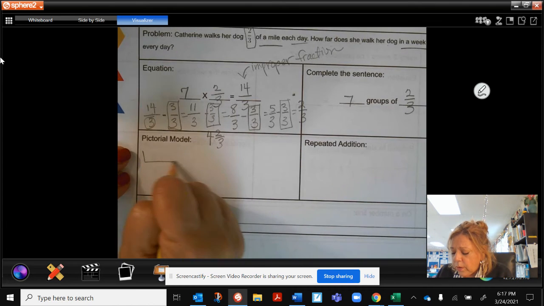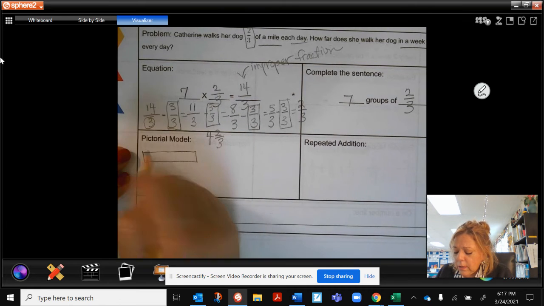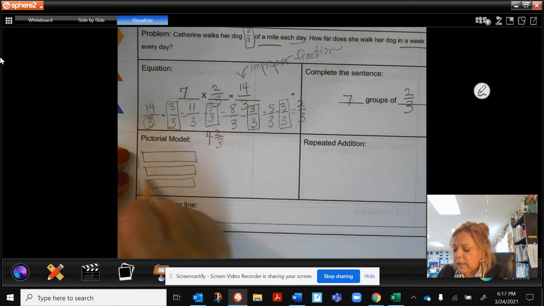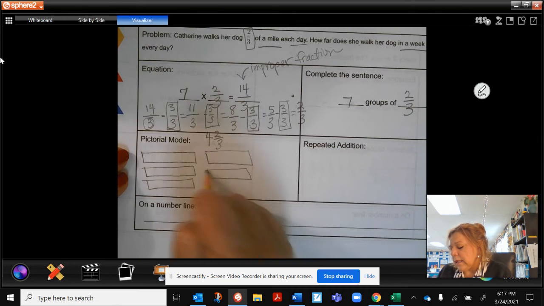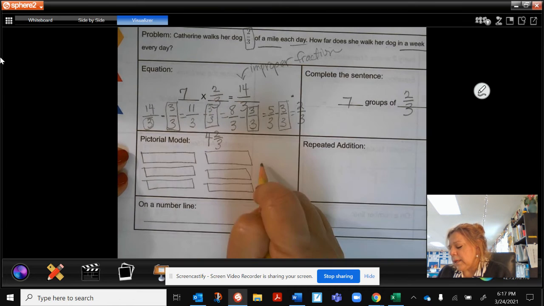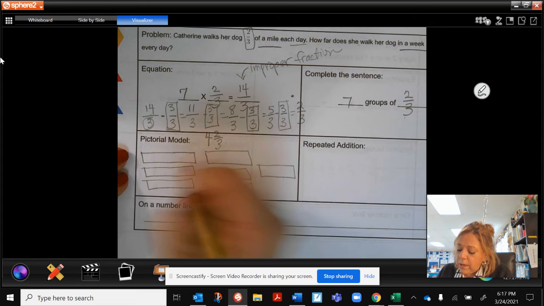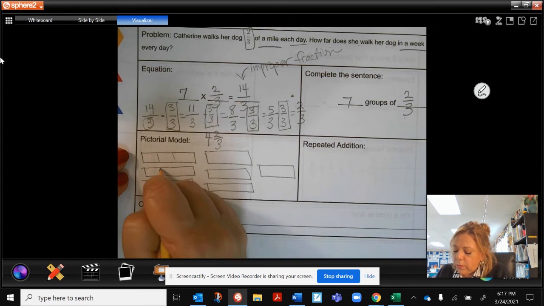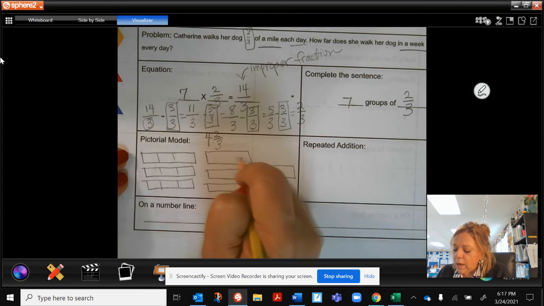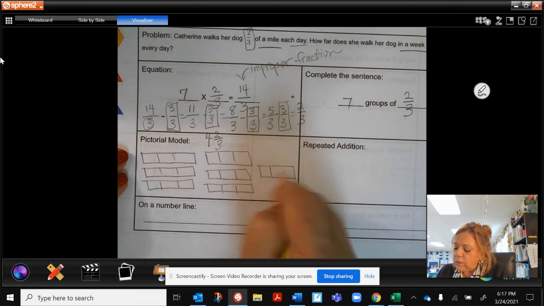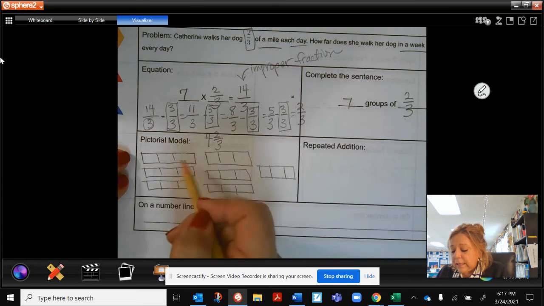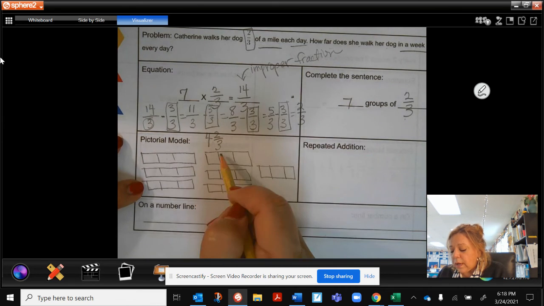So I have 1, 2 days, 3 days. I'll start my 4th day here. 5 days, 6 days, and my 7th day. I'm going to have groups of 3. So 1, 2, 3, repeated for each group. All right. Each of these days, day 1, day 2, day 3, day 4, day 5.